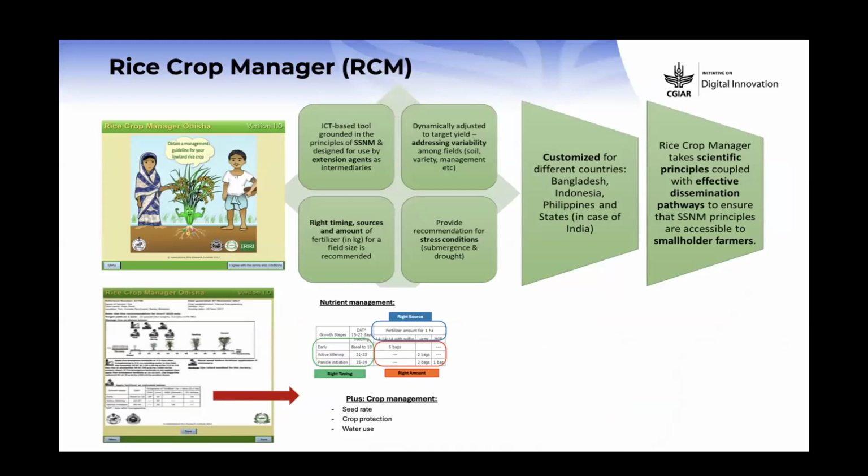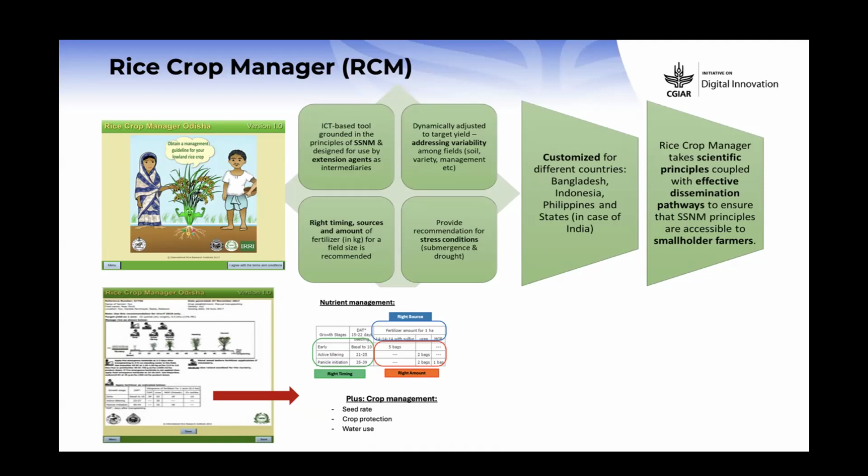Rice Crop Manager is an ICT-based tool, which is based on the principles of site-specific nutrient management. It can be used by extension agents or intermediaries to provide field-specific crop and nutrient management recommendations to the farmers. It provides information on the right time, right sources, and right amount of fertilizers to match the demand and supply of the crop. It has also been customized to provide fertilizer information for drought and submergence conditions, given the era in which we are living, where climate change is playing a big role.